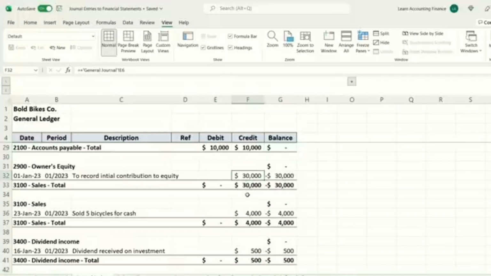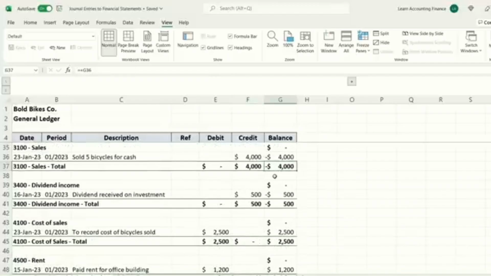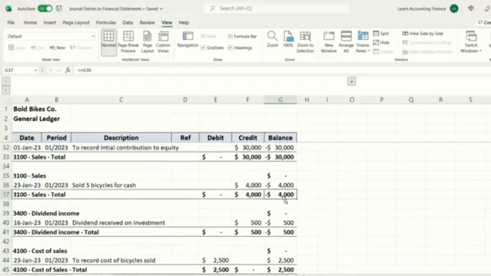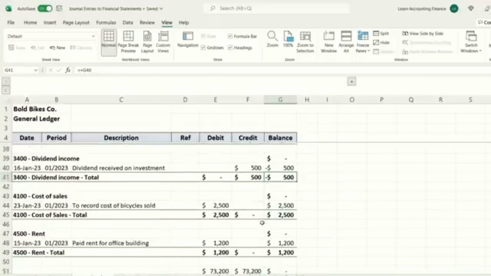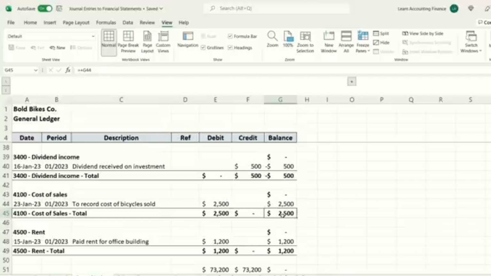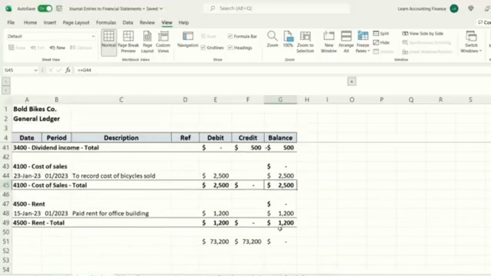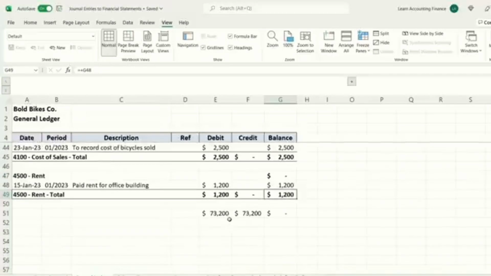Owner's equity at the start of the business: $30,000 was deposited. No change in there. The owner's equity usually remains the same unless any changes are made by the owners of the business. And then of course we have the sales. We recorded sales of $4,000. Note that this is showing a negative balance. Usually a negative balance denotes a credit balance and a positive balance denotes a debit balance. Similarly, dividend income of $500, cost of sales of $2,500, and see it's a positive balance because it's a debit balance, and then rent of $1,200. If you look at total debits and credits, this is the sum of all of the entries done so far. You will see that they're always equal.